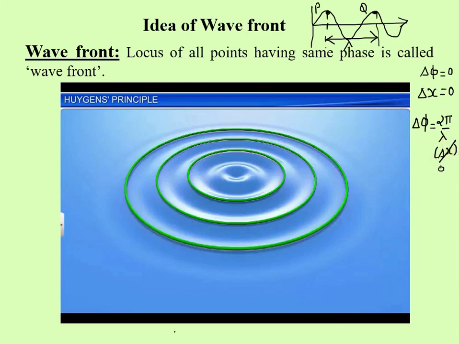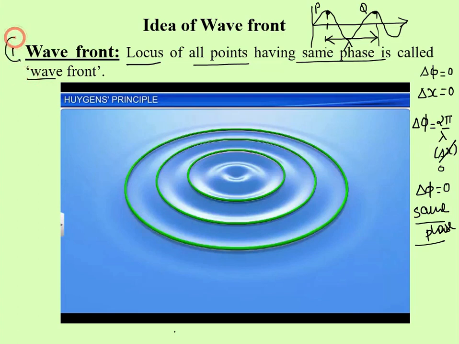If all particles on this circle are at same distance, same path, then path difference is zero. If path difference is zero, that means phase difference is zero. That means they are at same phase. That's why I was saying that all particles on this circle will be at same phase. Same phase means they are either all at crest or all at trough. Okay, so if we pass an imaginary surface through all these points having same phase, that is called wavefront.